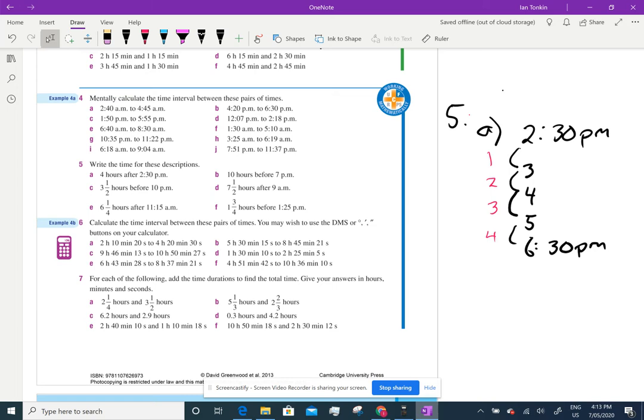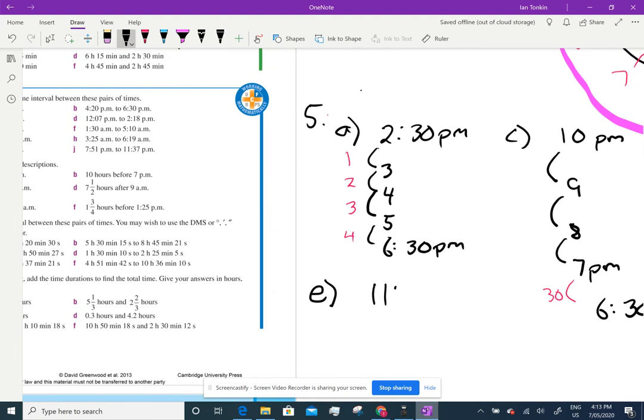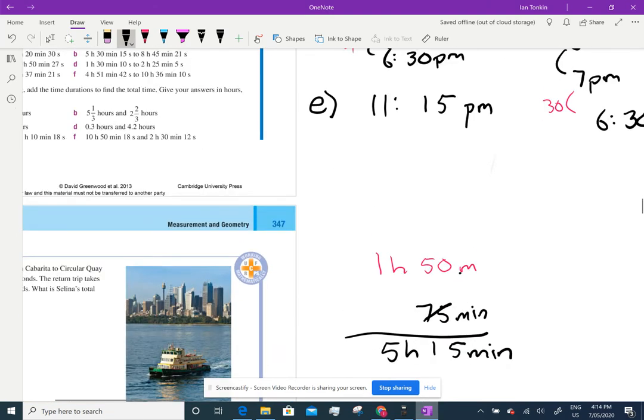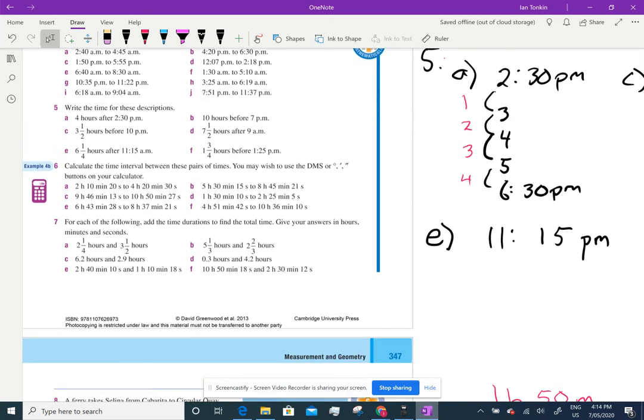Let's have a look at E, 6.25 hours after 11 a.m. So this is going to be a hard one. So let's have a look at this one. So this is E, and I've got 11:15 p.m. Something's going on with my screen. There we go. And I'm going to go 6.25 hours.